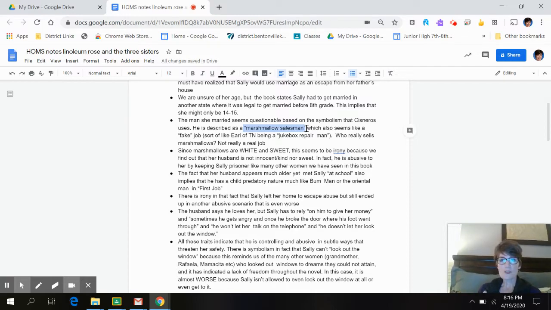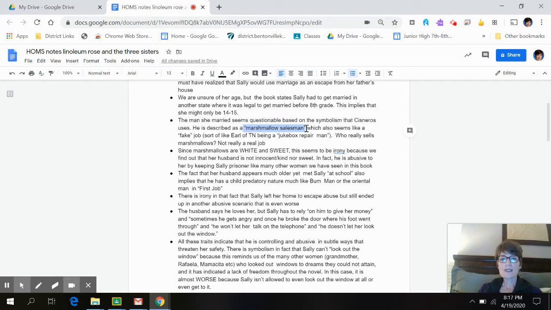We get some references to the abuse. Again, he says things like that he once broke the door with his foot. He seems very controlling, which also reminds me of Minerva's husband as well as Rafaela's husband, who locked her in the apartment. He won't let her talk on the phone. He doesn't let her look out the window. He doesn't like her friends. She's afraid to go outside. And that again also sounds eerily similar to Rafaela.